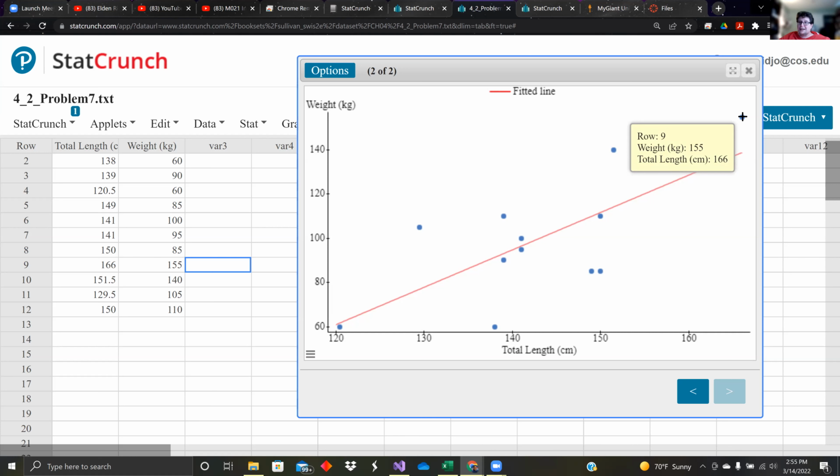Put your cursor over the dot. 166 is the length, and 120.5 is the length. It's not that bad when there's only 12 entries, but if there's 1,000 entries, oh, hell no, you don't want to go through the list looking for the biggest and smallest.